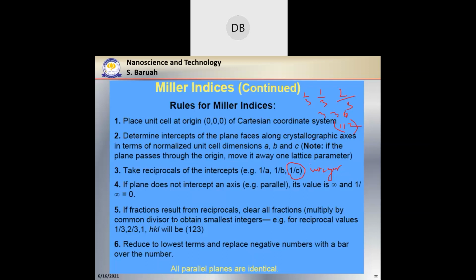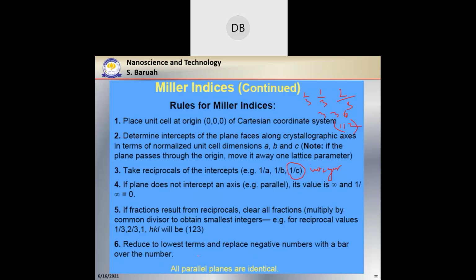So if fractions result from reciprocals, clear all fractions. That's what I showed you, no? Clear all fractions and make it into integers. So multiply by common divisor to obtain smallest integers. Okay. So here we multiply, but we got this is not the smallest integer. The smallest integers will be 1, 1 and 2. Okay. So this is an example they also gave. They gave 1 by 3, 2 by 3 and 1. All right. So here then you are multiplying by 3. Multiply by 3, this becomes 1. Multiply by 3, this becomes 2. Multiply by 3, this becomes 3. And that's why the result will be 1, 2 and 3.